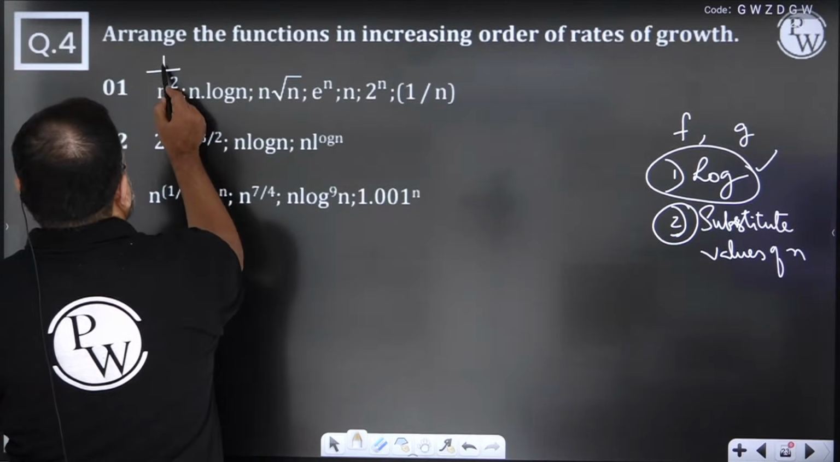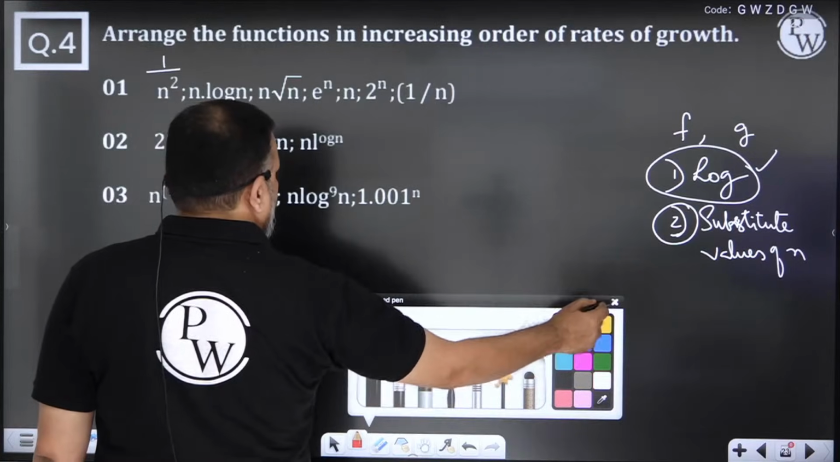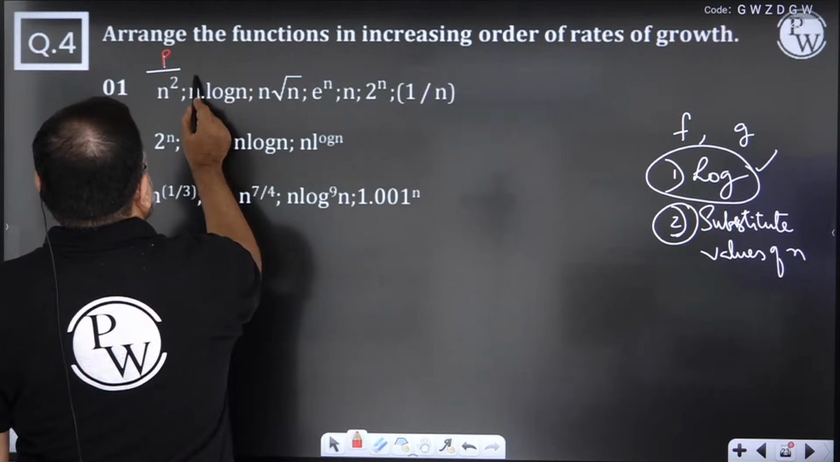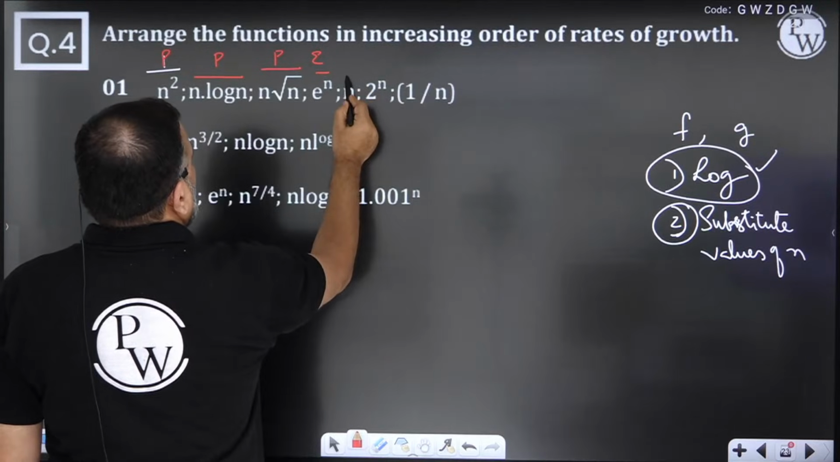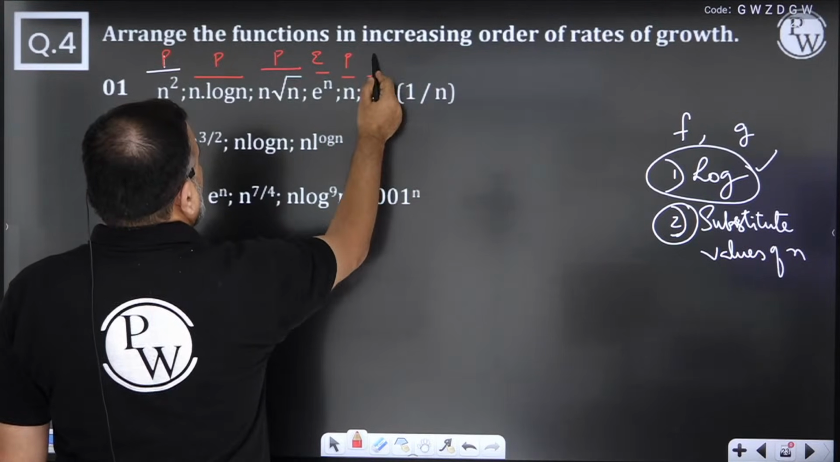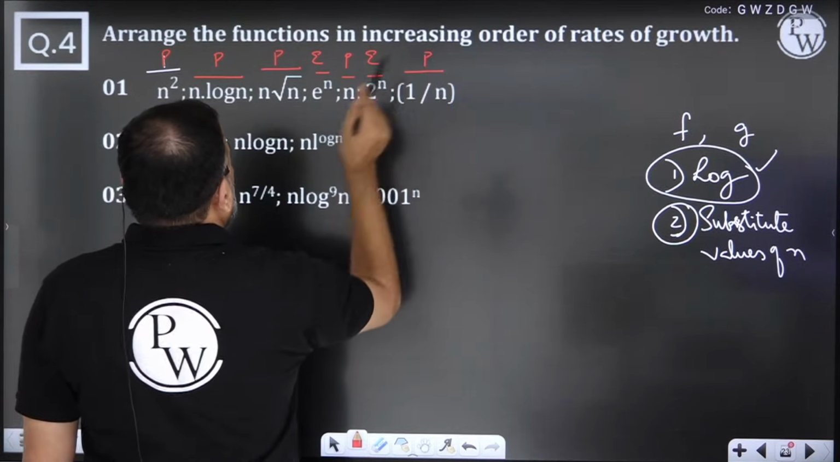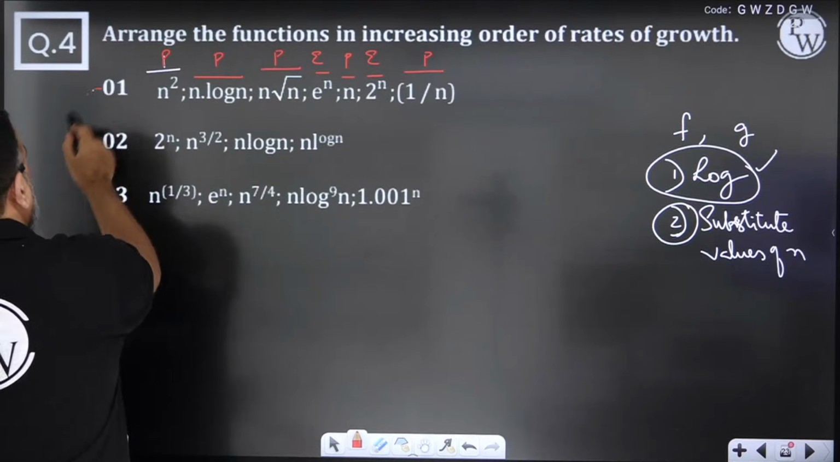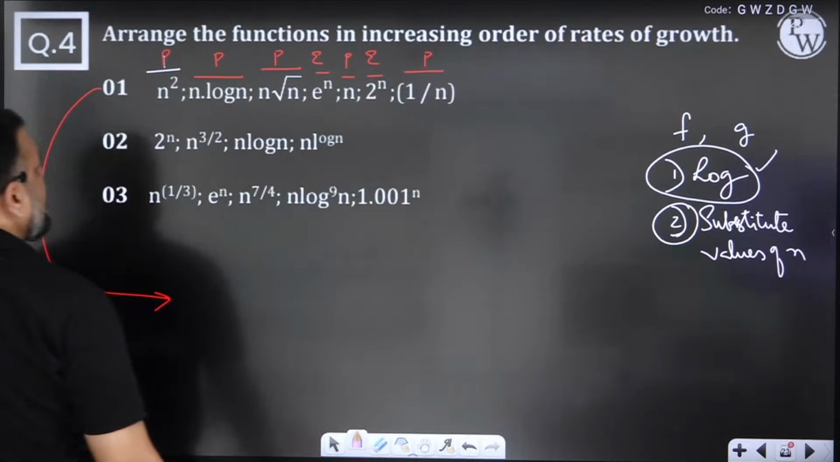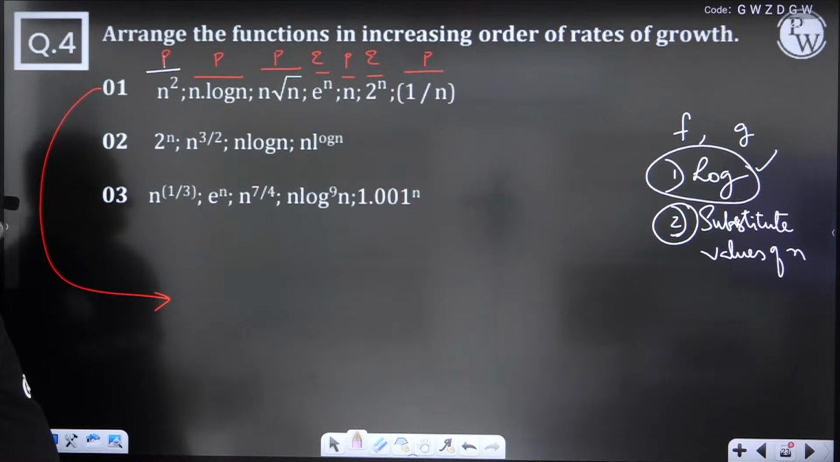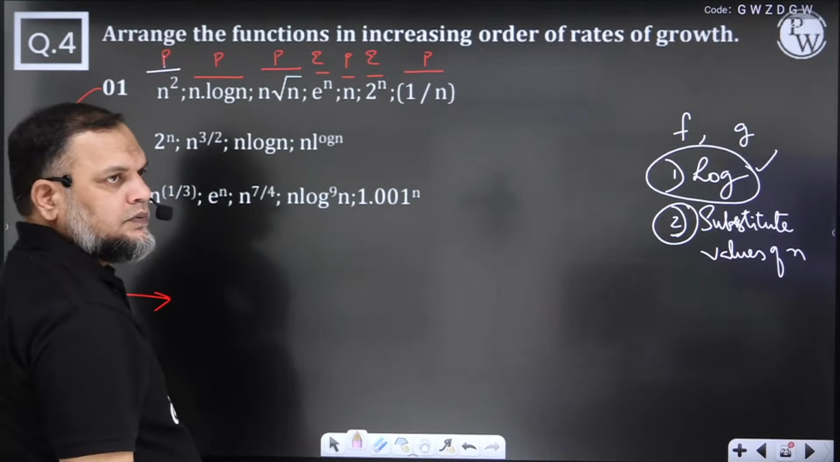This function is polynomial. This is also polynomial. This is also polynomial. This is exponential. This is polynomial. This is exponential. This is again in the category of polynomial. तो इसका increasing order कैसे होगा, जल्दी लिख के बताइए मुझे. फर्स्ट function का increasing order कैसे होगा?